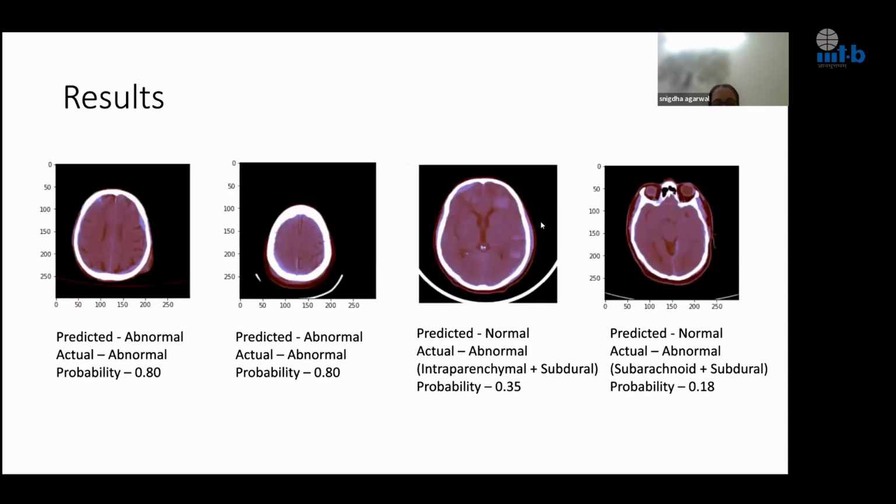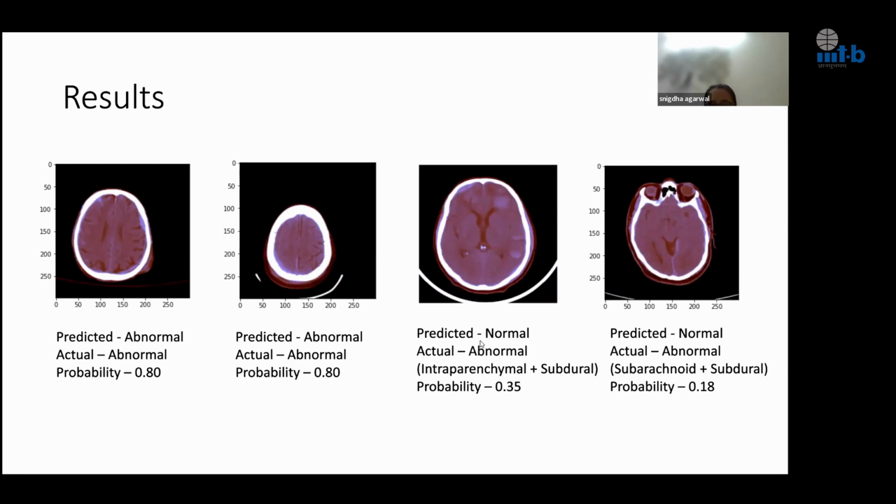These are some of the results from our abnormal modeling. In the first image, as you can see, we have predicted abnormal. The actual class is abnormal. The probability is 0.80 for the abnormal class. This is only for subdural images. As you can see, the artifact of the hemorrhage is here. The next image also is pretty clear, with the abnormal subdural portion.